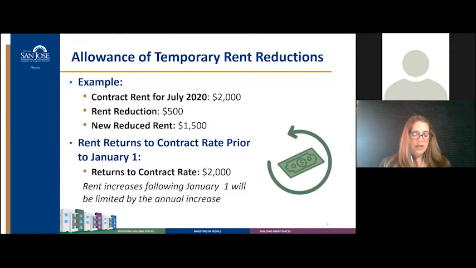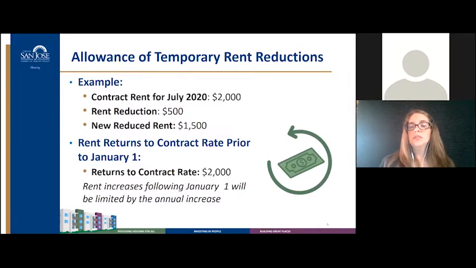The moratorium on increases also includes a provision allowing for temporary reductions in rent. The purpose of this provision is to incentivize landlords to work with their tenants to reach a mutually beneficial agreement while allowing the landlord to restore rents to their original contract rate without being limited by the annual general increase. So I want to provide an example of this situation as well.